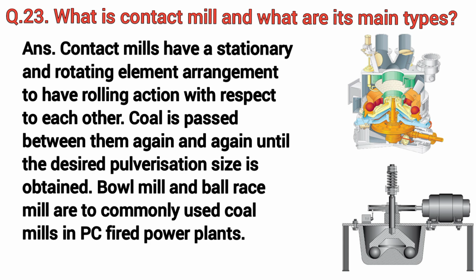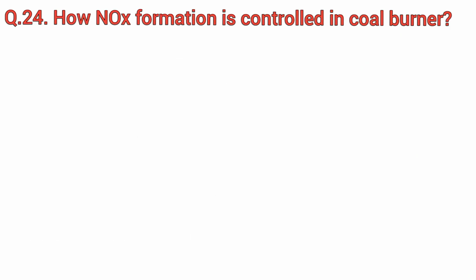Contact mills have a stationary and a rotating element arranged to have rolling action with respect to each other. Coal is passed between them again and again until the desired pulverization size is obtained. Ball mill and ball race mill are two commonly used coal mills in PC-fired power plants. How is NOx formation controlled in a coal burner?